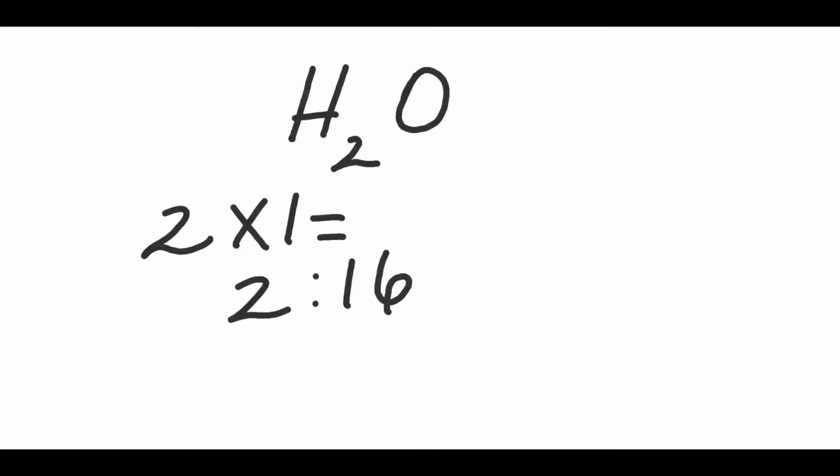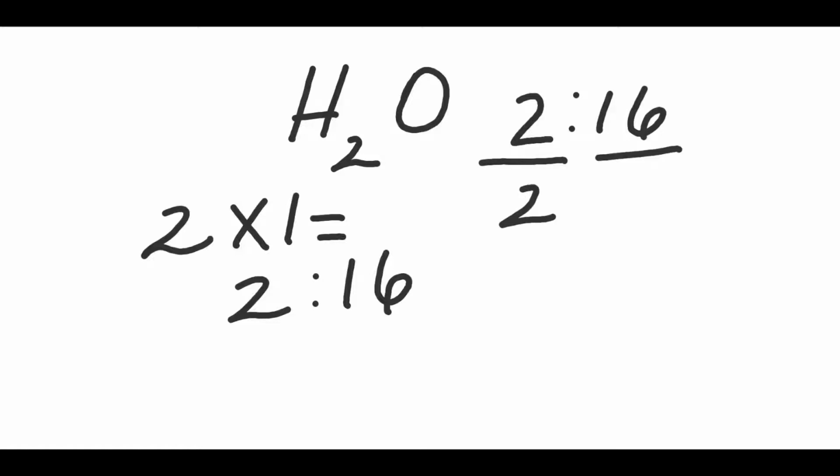So let me move this over here because we can further reduce this ratio. You divide by 2 on both sides. So 2 divided by 2 is 1, and 16 divided by 2 is 8. So there's a 1 to 8 mass ratio. Those are the certain definite proportions, and there can be no other combinations. H2O will always be 2 atoms of hydrogen and 1 atom of oxygen.